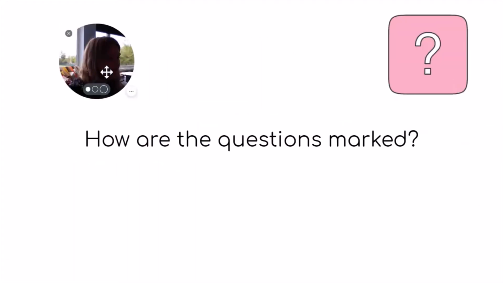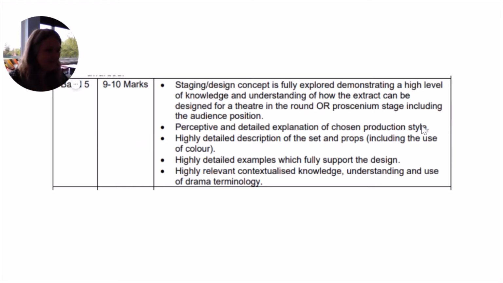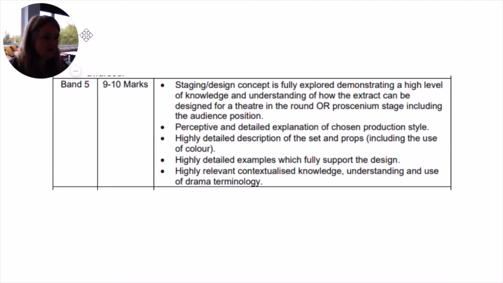So how is it marked? Well, it's actually marked in bands. So we go from band 1 to band 5 answers. Band 1 starts at a limited response. Band 2, some detail. Band 3, reasonable detail. Band 4, good detail. And finally, band 5, excellent detail, which is where we're aiming for. Let's have a look at an example mark scheme for a staging question worth 10 marks.